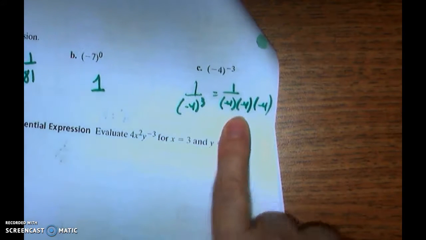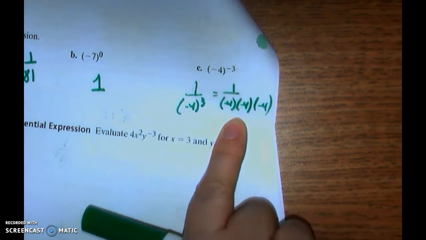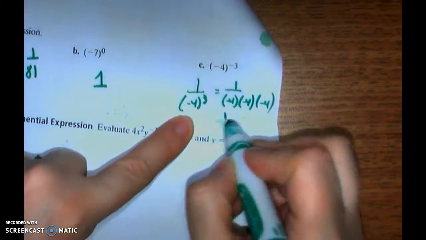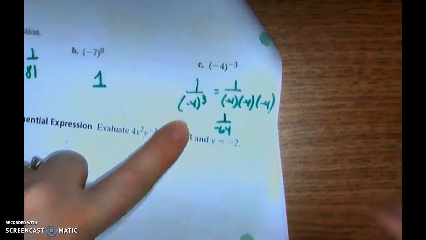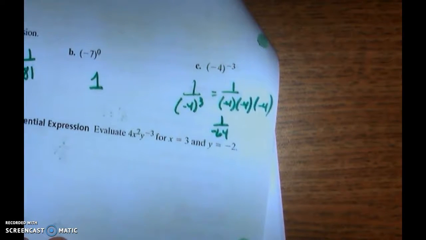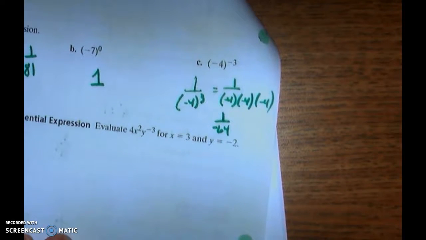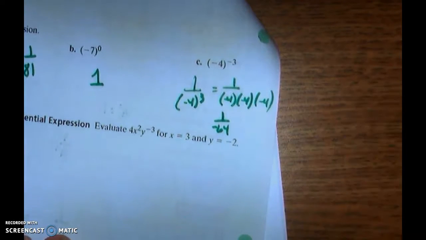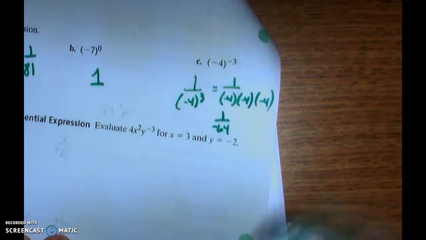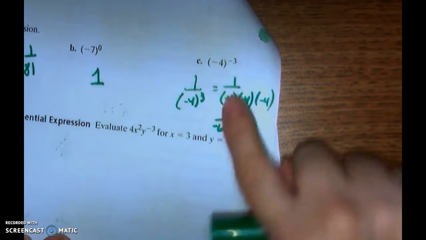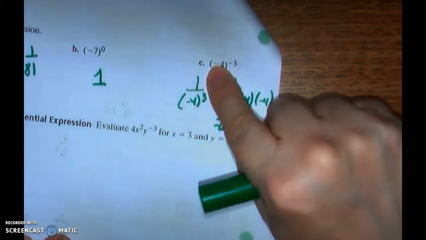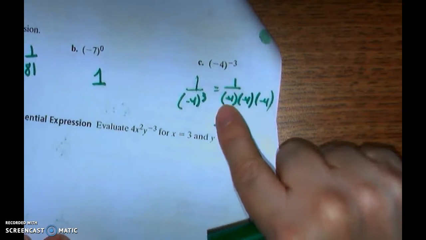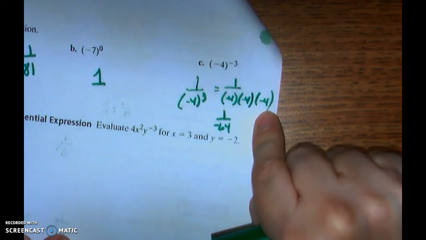Negative 4 times negative 4 gives us a positive 16, but when we multiply it by negative 4 again, we get 1 over negative 64. So we actually have a negative answer here. But again, it's not a negative answer because of the negative exponent. It's a negative answer because of the negative 4 inside here. Think about the meaning: I've got 3 negative 4s multiplied together in the denominator.